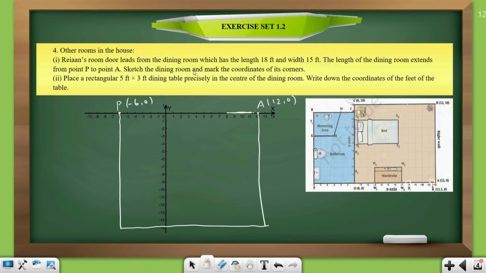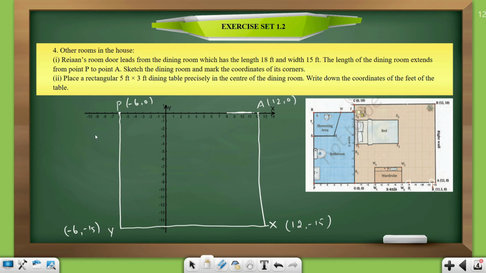Now we need to do two more things. One is to sketch the dining room and mark the coordinates of its corners. We have already sketched the dining room here. Let's put down the points as capital X and capital Y here. In the x-axis it is 12 units and in the y-axis it is 15 units, so X is going to be 12 comma minus 15, and Y is minus 6 comma minus 15. So these are the coordinates.